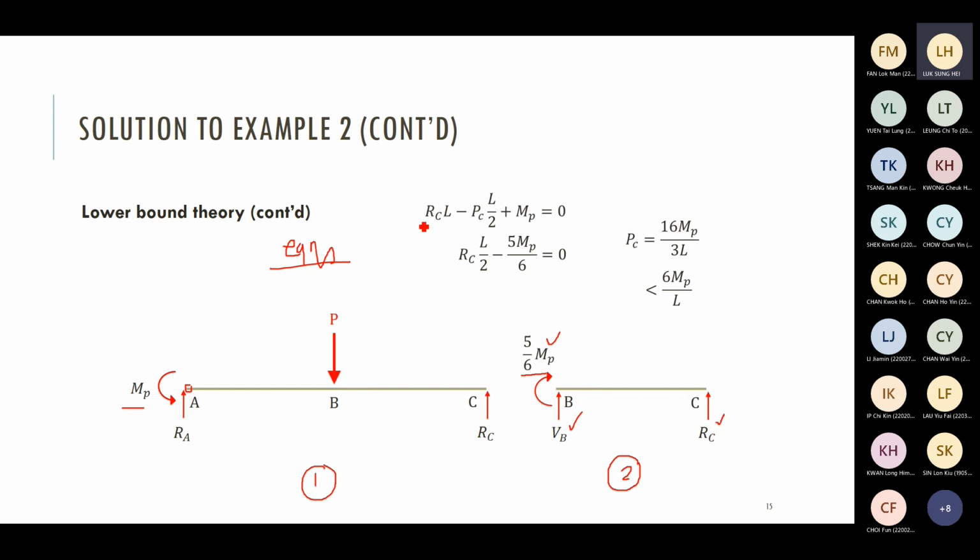So at this time, you can set up moment equilibrium, and you can also set up force equilibrium. Combine two equations, you can find out RC, the reaction, and also you can find out PC, the collapse load.